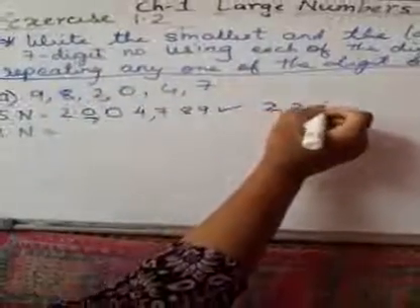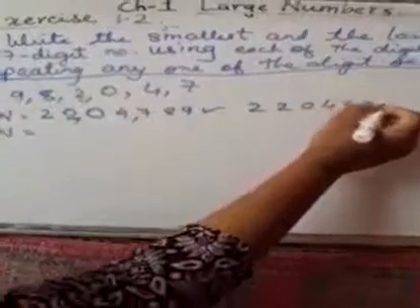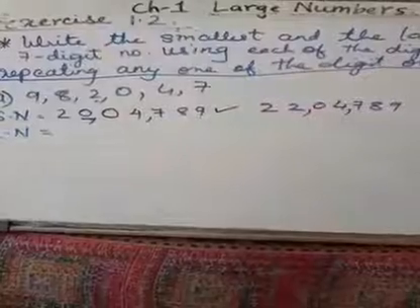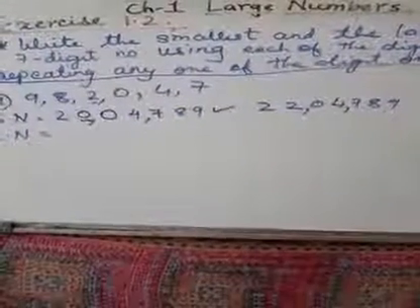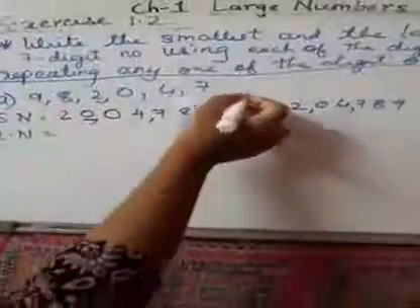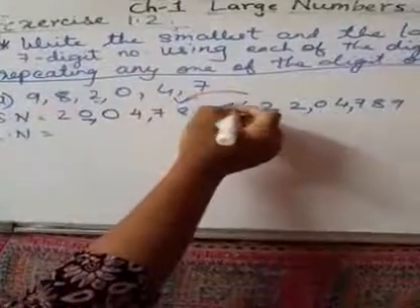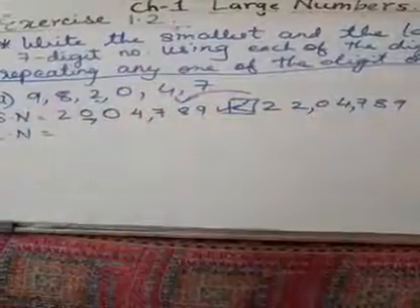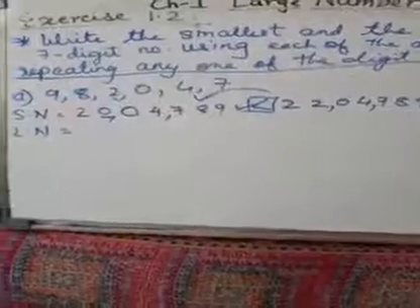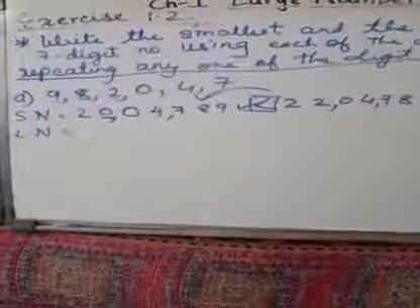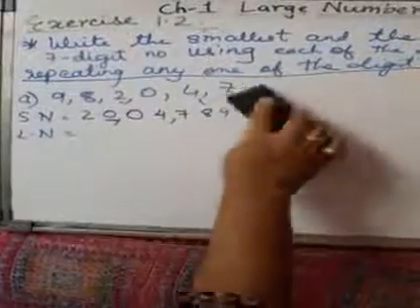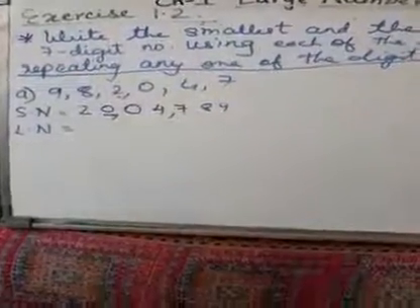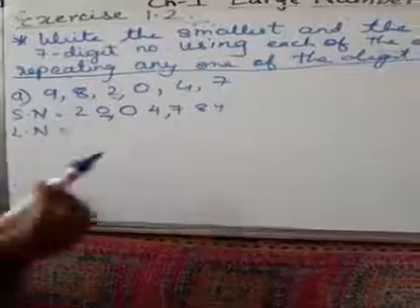What will happen if we repeat the number 2? If I repeat 2, then see the change. Then the number becomes 22 lakh. 22 lakh is more than 20 lakh if you compare. It is more, and we don't want the largest number. We want to form the smallest number. So we have to repeat the number which is the smallest. Here 0 is the smallest digit, so we are going to repeat 0. And it is made a 7-digit number if you count.